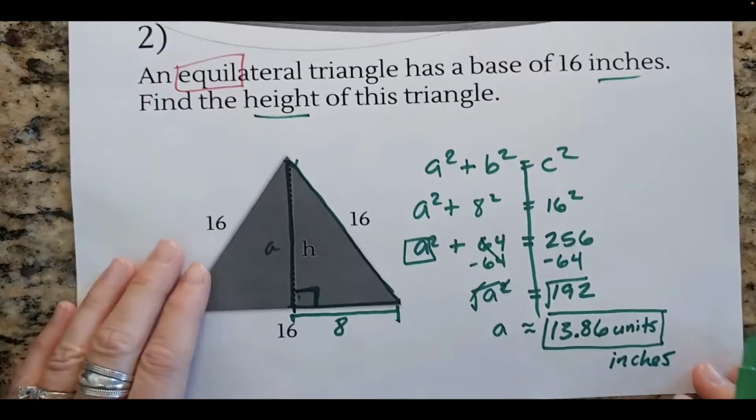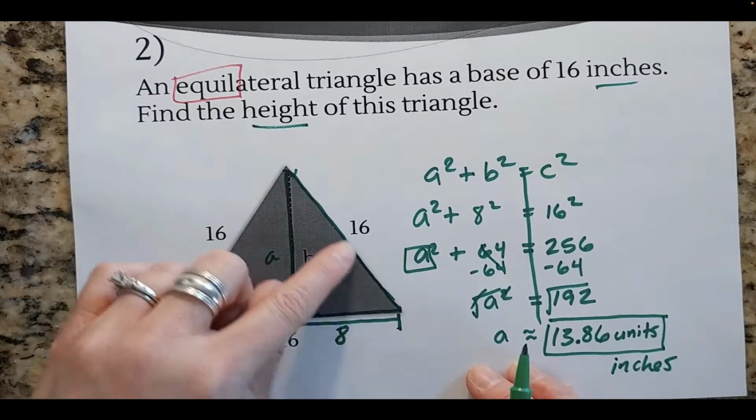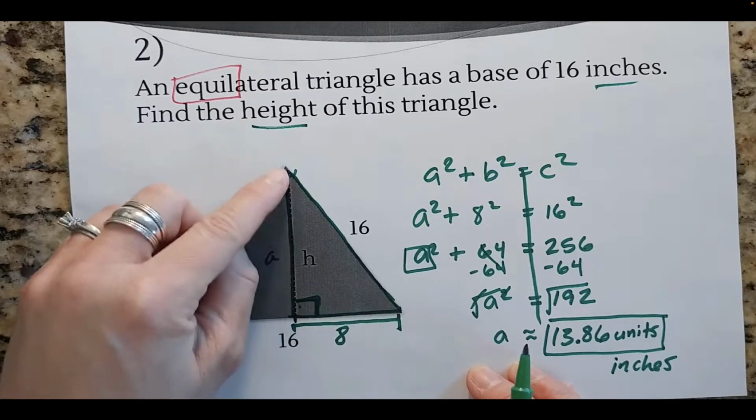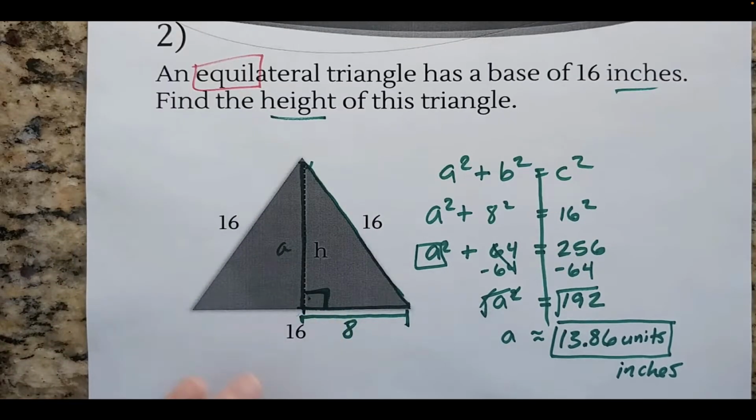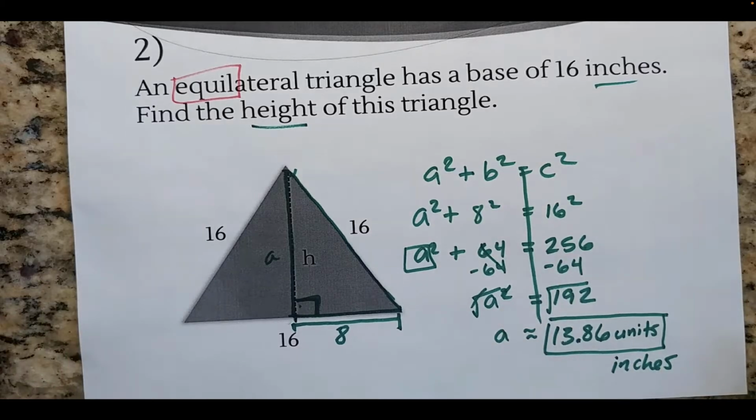13.86 inches. Now remember, the hypotenuse is the longest side. So the height here would have to be less than 16, which makes sense. So that's what we would do with an equilateral triangle problem.